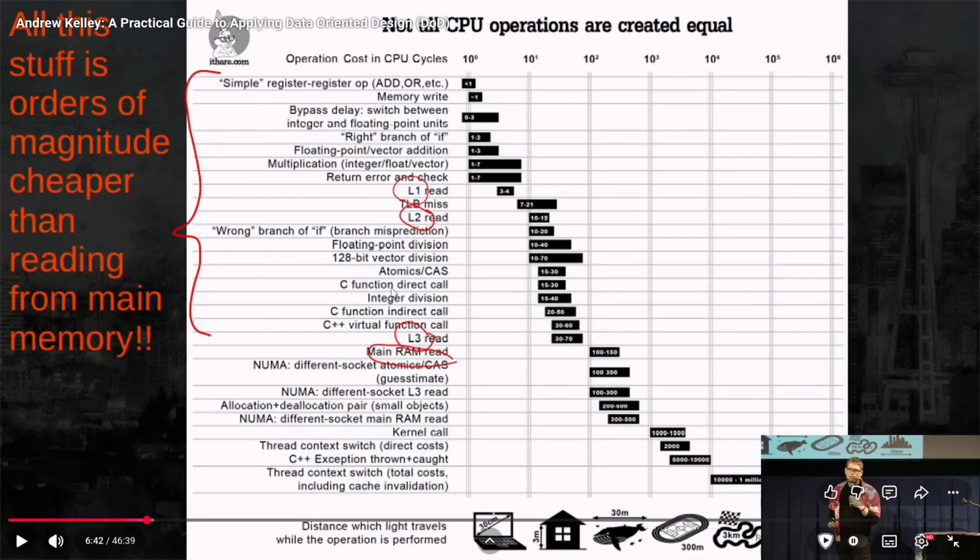C function direct calls, like ABI stuff, I'm assuming. Indirect call. L3 read, the last of the cache hierarchy. We had 3 to 4 cycles, 10 to 12 cycles. L3 read is the last of the caches. It is the biggest one. It's shared. It takes 30 to 70 cycles to read from the L3 cache. And then finally we have main RAM read. This is usually what most of our headaches are coming from. Main RAM read. It takes 100 to 150 cycles.